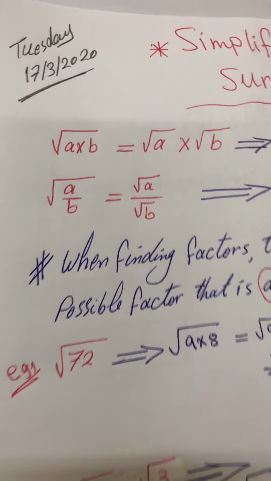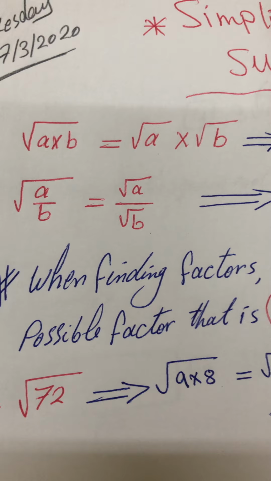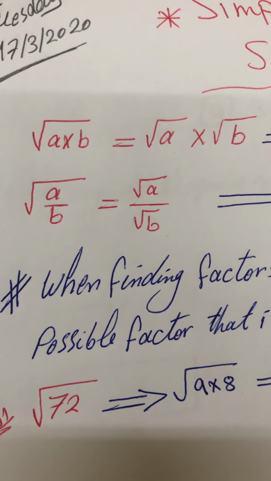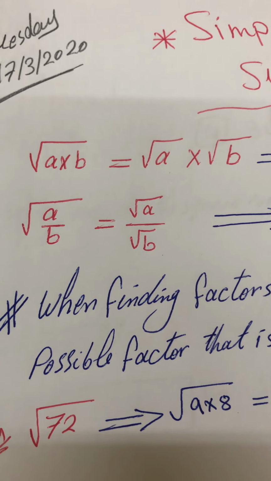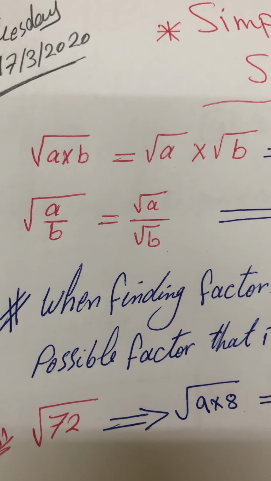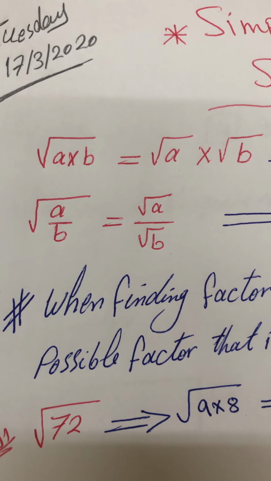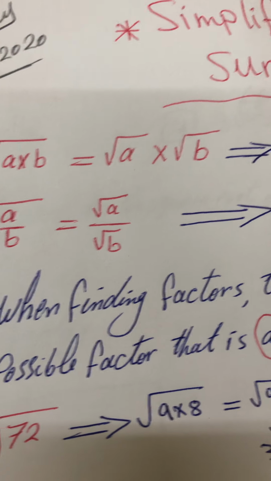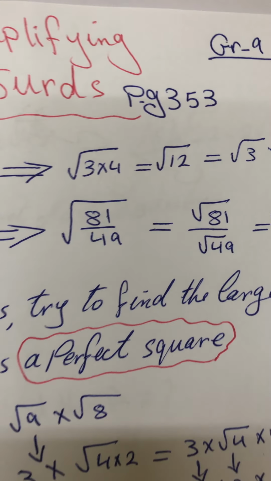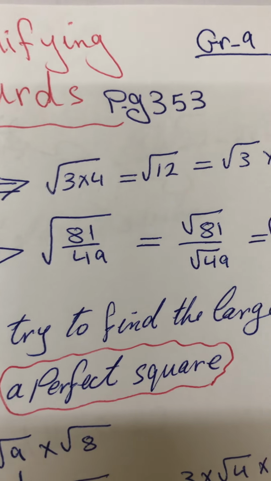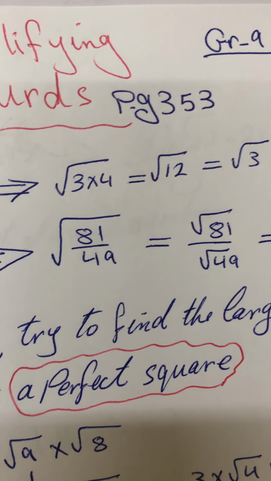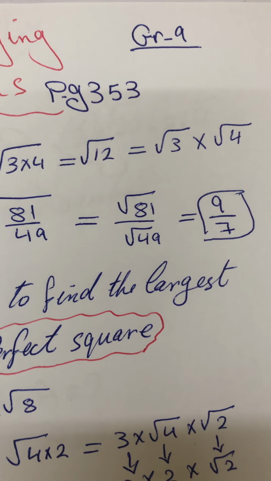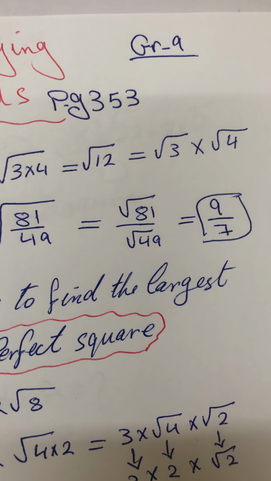I want you to know this important information. If I have two numbers under a square root multiplied with each other, like the square root of a times b, that's to say we can write the square root of a multiplied by the square root of b. Like this example, the square root of 3 times 4, that's to say the square root of 12, and I can split it into the square root of 3 multiplied by the square root of 4.